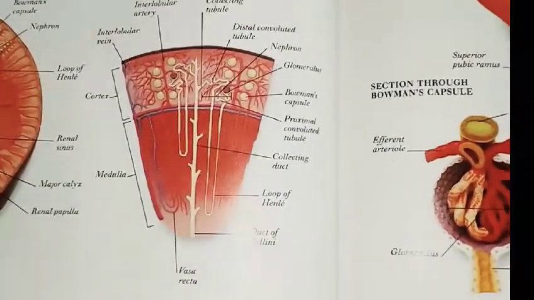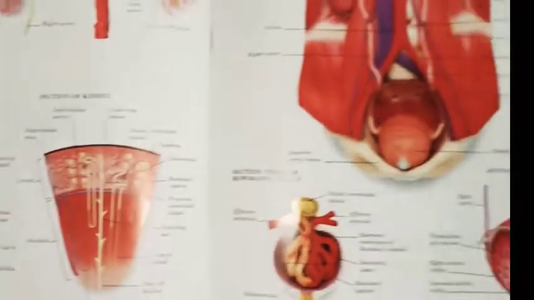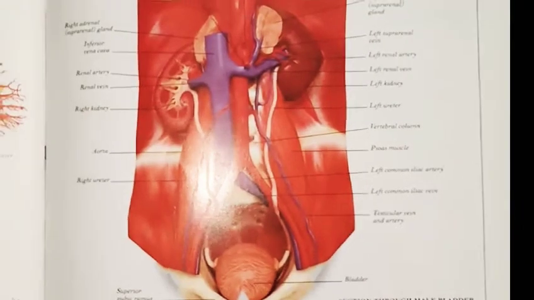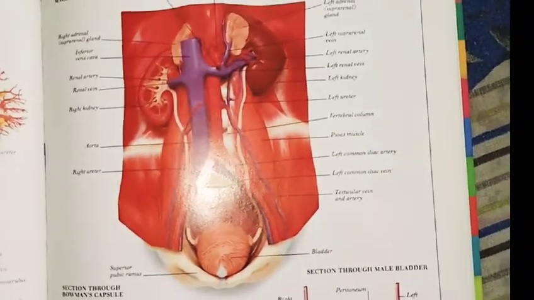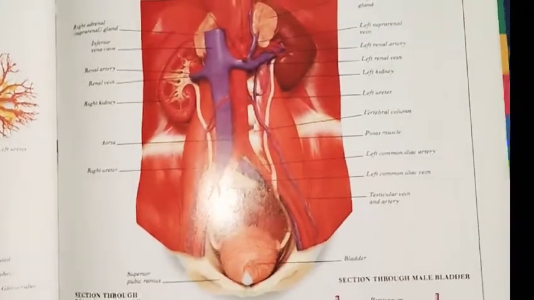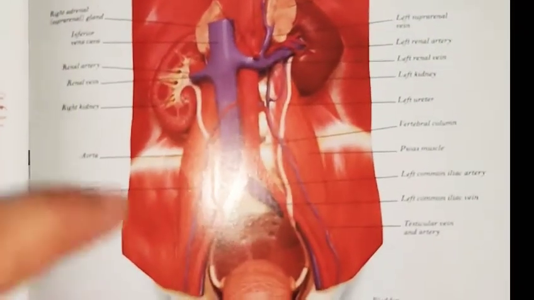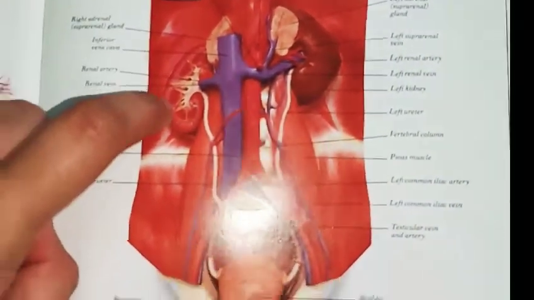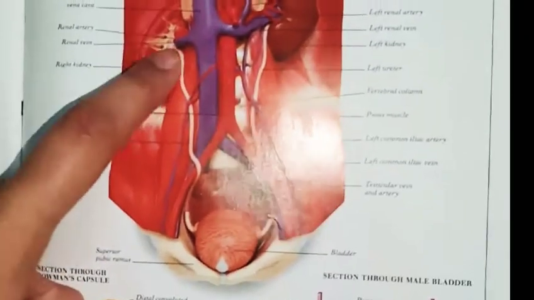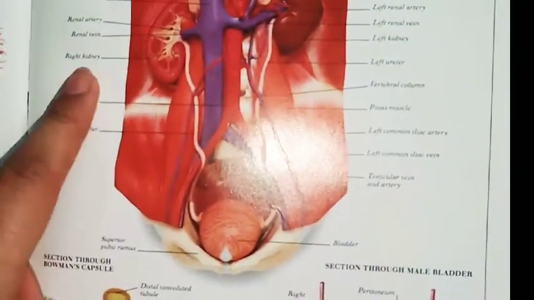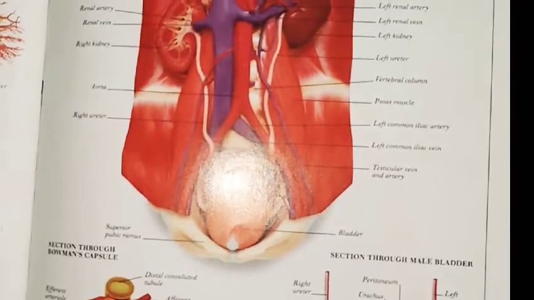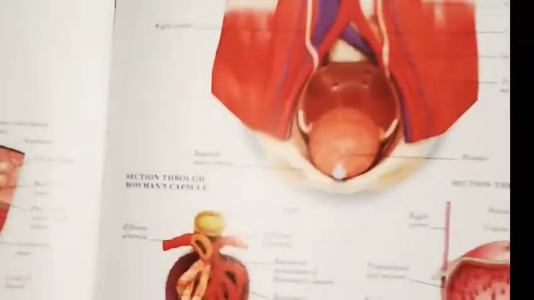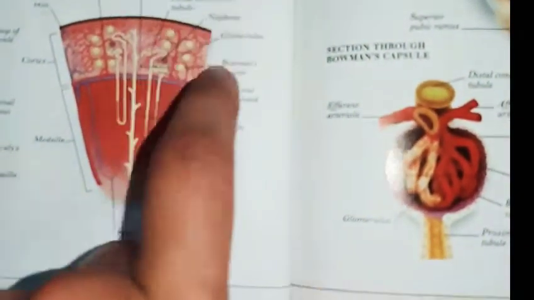To understand this function, you have to know that the main function of the kidney is the purification of blood. Here you can see different types of veins and arteries. The impure blood goes to the kidneys, to the cortex and the medulla, and reaches the nephron portion, where it first goes to the glomerulus. The glomerulus is mainly responsible for filtration.